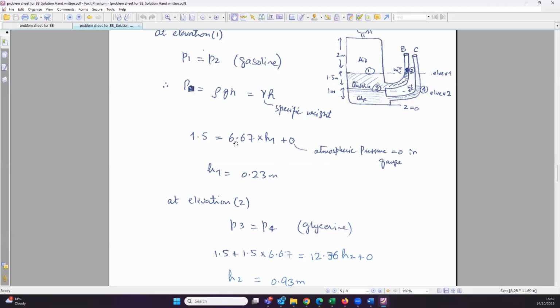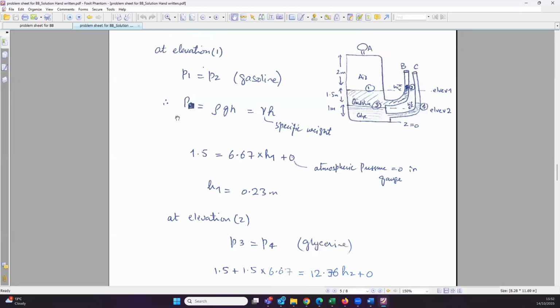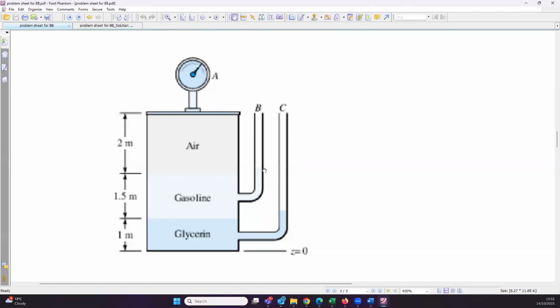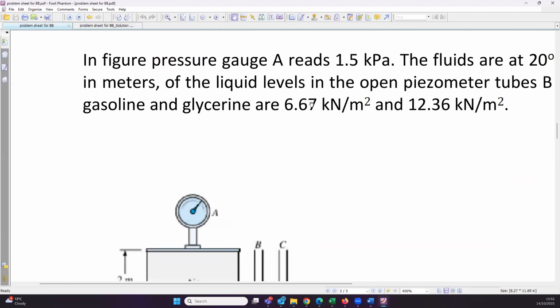Now the next question was why I'm using 1.5 and not 1.5 kilopascal. That is also clear from the units. If you look at the units, they are 6.67 kilonewton per meter cube. I have to correct this mistake. It should be meter cube, but this is kilonewton as well. So kilonewton per meter cube.